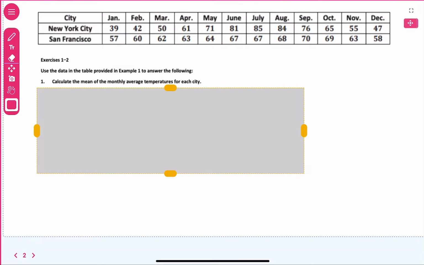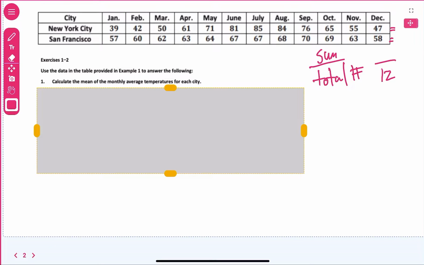So looking at the same data, it says calculate the mean of the monthly average temperatures for each city. Now the mean, how do we do that? We're going to add up the sum of the data. You're going to have to get the sum of the data for each one of those. And then you're going to take how many values there are, so the total number. Okay. So we know that there's going to be 12, right? Because there's 12 months in a year.